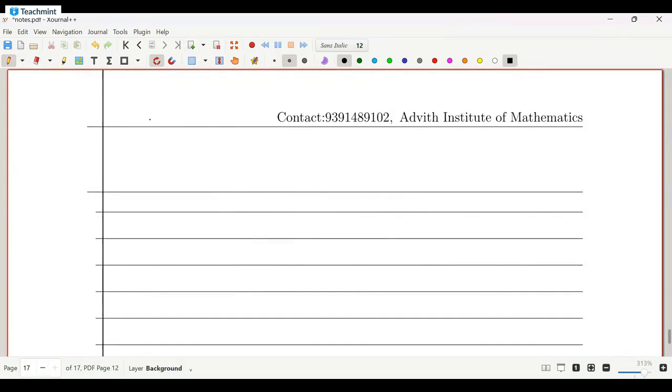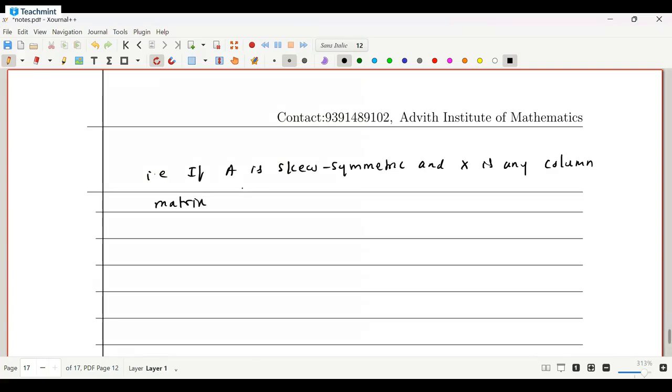And that means if A is skew symmetric and capital X is any column matrix, then X transpose AX is also skew symmetric, and X transpose AX should be 0.